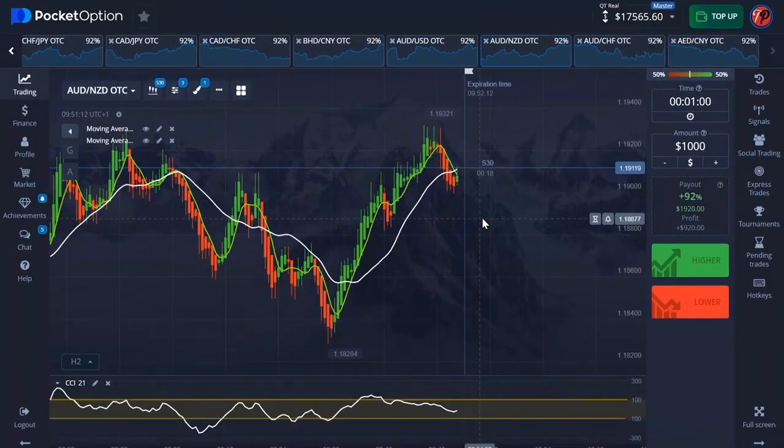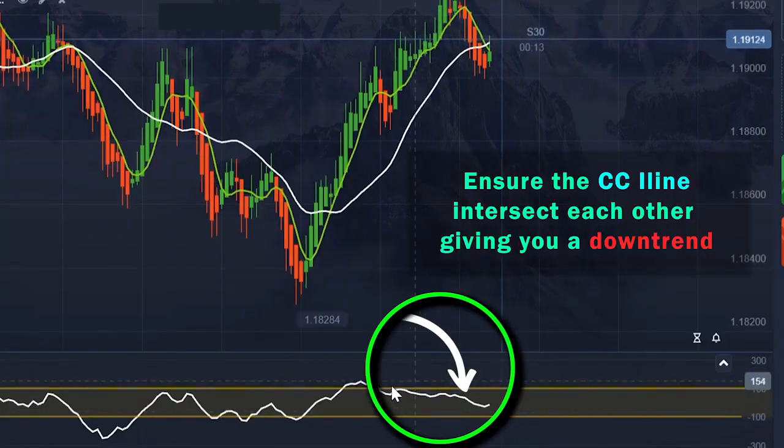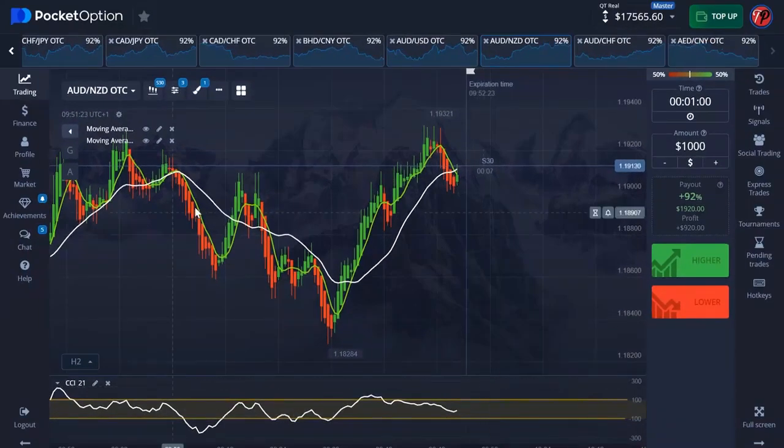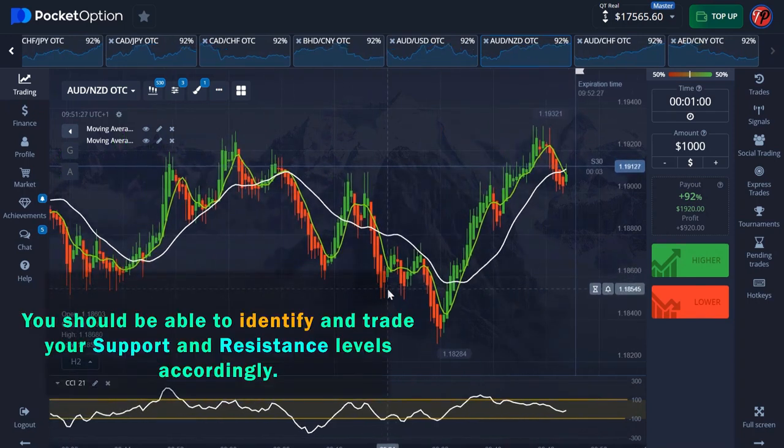The same thing is applicable with your CCI. Make sure your CCI is doing the same thing. It comes from the overbought condition, giving you a downtrend confirmation. Another last thing to confirm, which is a little bit complicated, is to actually understand your resistance level.